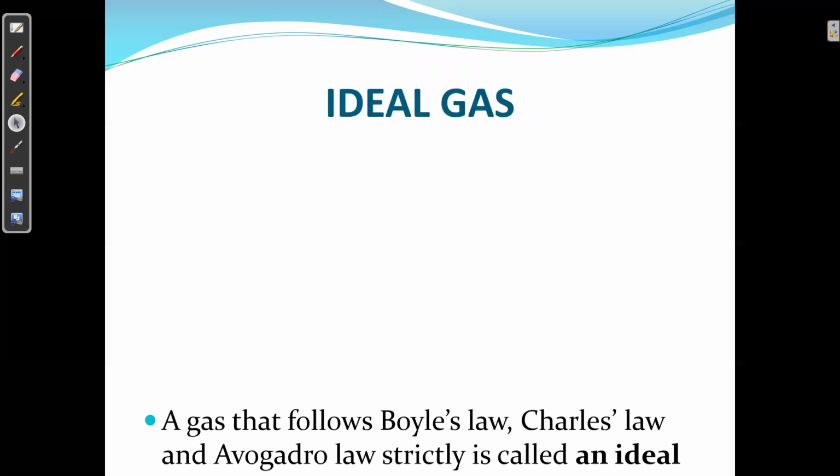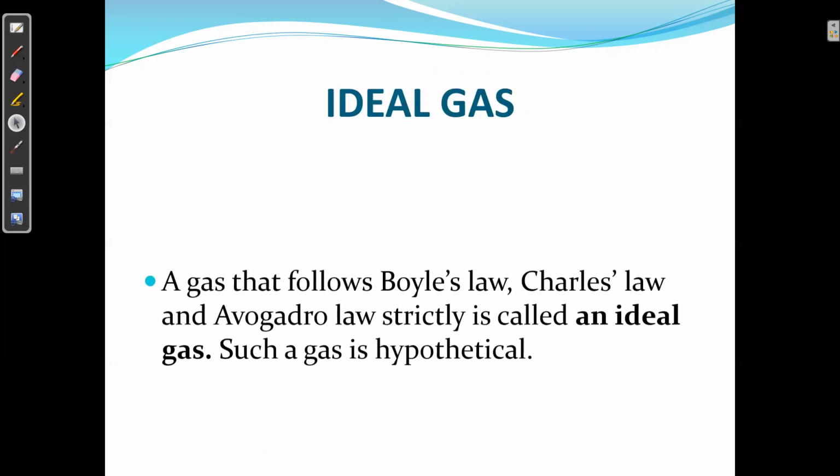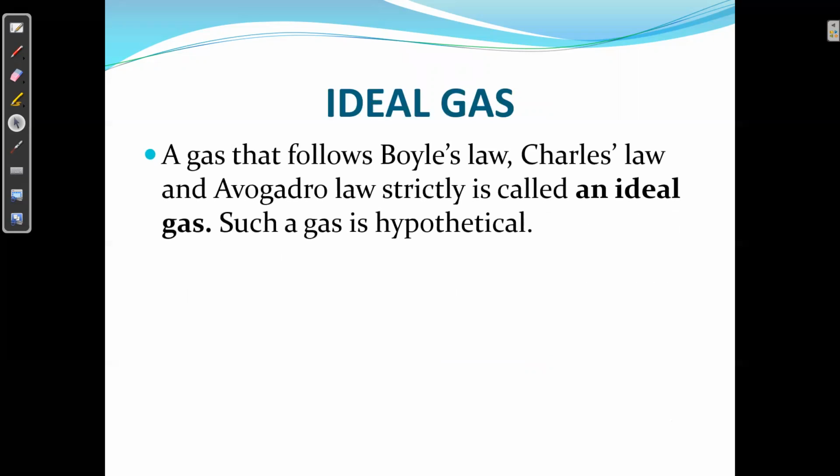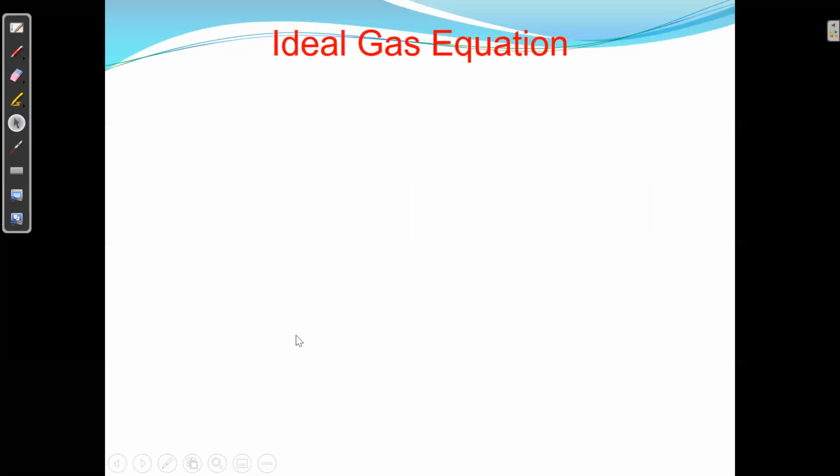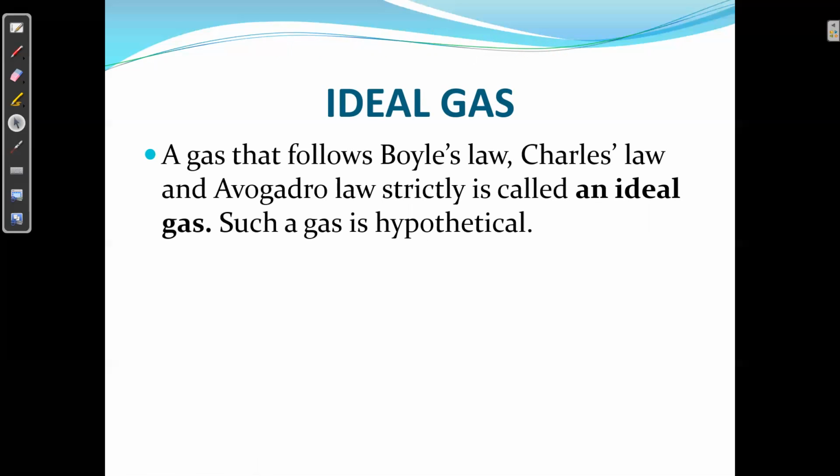Now combining all these laws, Charles's law, Boyle's law and Avogadro's law, the equation that is derived is PV = nRT, and that is called the ideal gas equation, or we can say ideal gas. So what is the meaning of ideal gas? An ideal gas means a gas which follows all laws at any temperature and pressure.